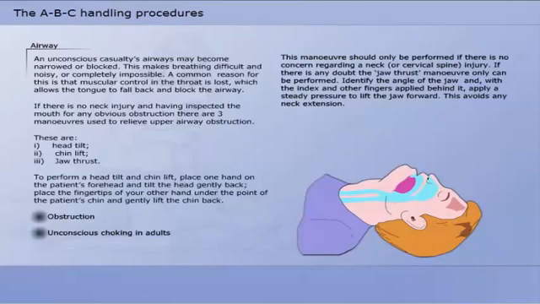This maneuver should only be performed if there is no concern regarding a neck injury. If there is any doubt, only the jaw thrust maneuver can be performed. Identify the angle of the jaw and, with the index and other fingers applied behind it, apply a steady pressure to lift the jaw forward. This avoids any neck extension.